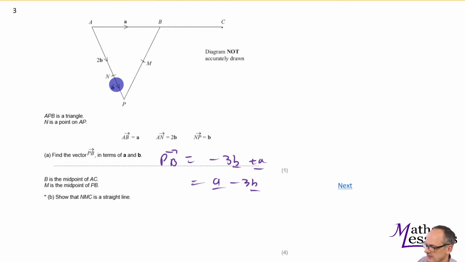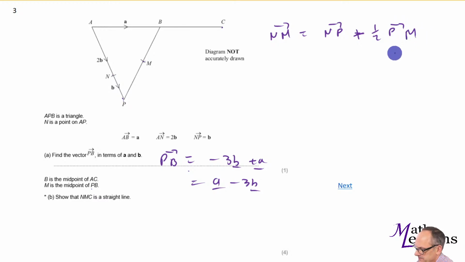So let's go about doing that. First of all, we're going to try and find NM. N is our starting point. To find NM, we want to go the easiest way, because we found PB: we're going to go from N to P and then P to M, because we know that M is the midpoint of PB, so therefore it's going to be half of PB. So NM will equal NP plus a half, that's meant to be a plus sign there, P to M. Okay, notice the P's matching up in the middle again.